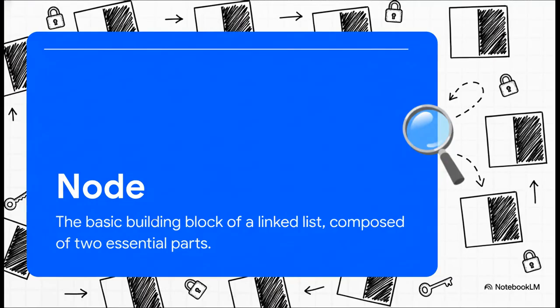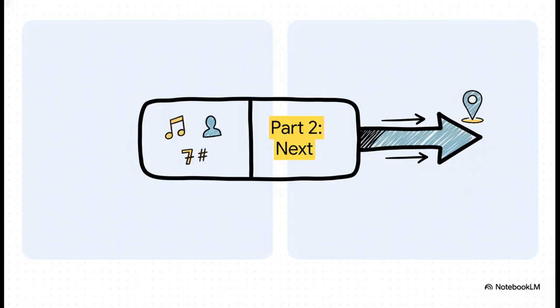Okay, so the basic building block of this whole scavenger hunt is something called a node. Just think of it like a little container. And inside, it's got two really important parts. So the first part is easy. That's where you put your actual information, the song title, the contact name, whatever it is. But the second part, that's the clever bit. It doesn't hold data. Instead, it holds a pointer, which is basically just the address or the location of the very next node in the chain.